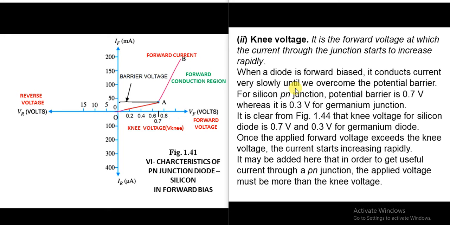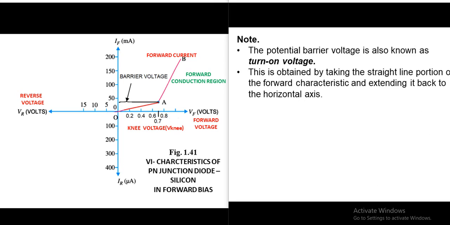Once the applied forward voltage exceeds the knee voltage, the current starts increasing rapidly, so the applied voltage must be more than the knee voltage. This potential barrier voltage is also known as turn-on voltage, and it is obtained by taking a straight line portion of the forward characteristic and extending back to the horizontal characteristics axis.